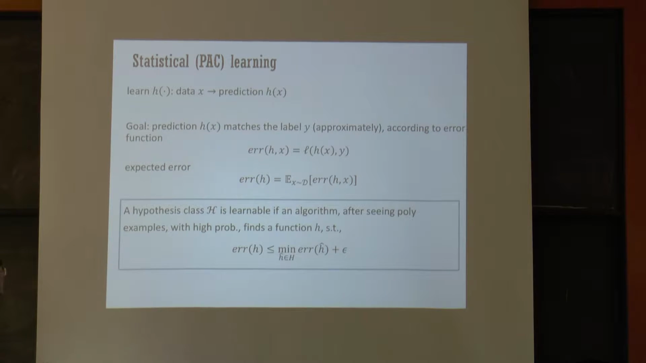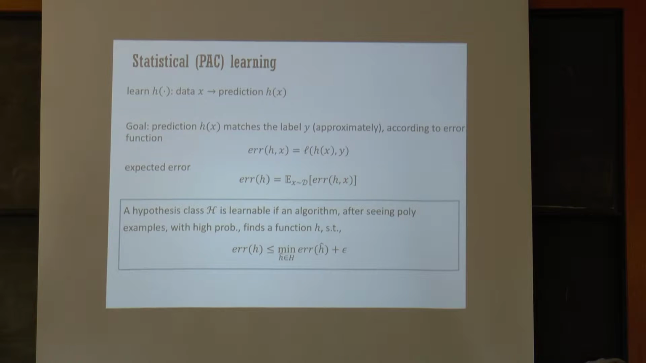And we have some hypothesis class, which contains a set of possible functions. This hypothesis class is learnable if and only if there exists an algorithm that, after seeing polynomially many examples, with high probability will find a solution function h such that the error of this function is smaller than the minimum error plus some approximation error. So this is a clean framework where you can evaluate your solution using this error function, and you compare it with the best solution among the hypothesis class.